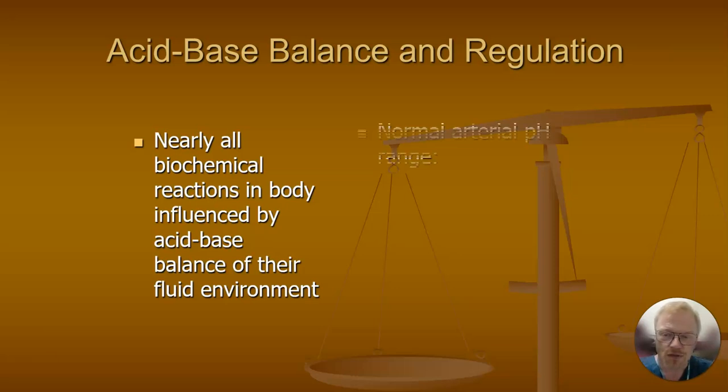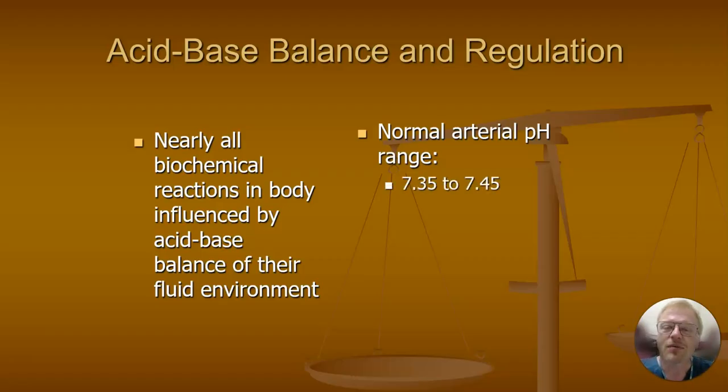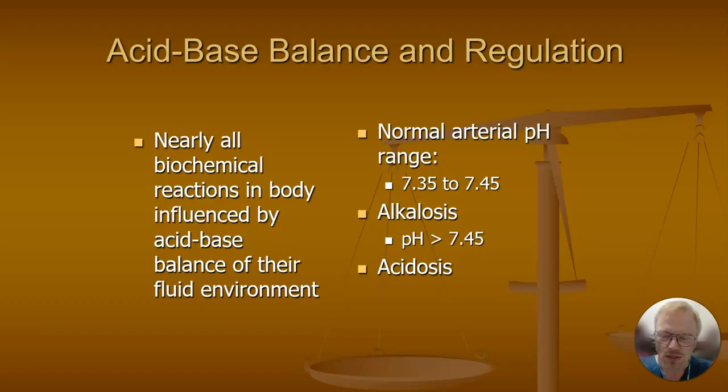Now, it was already covered in the video that a normal arterial blood pH is about 7.35 to 7.45. So it's very slightly on the alkaline side. An alkalosis, as was covered in the video, is anything with a pH above 7.45. And an acidosis, again, as covered in the video, is anything below a pH of 7.35.